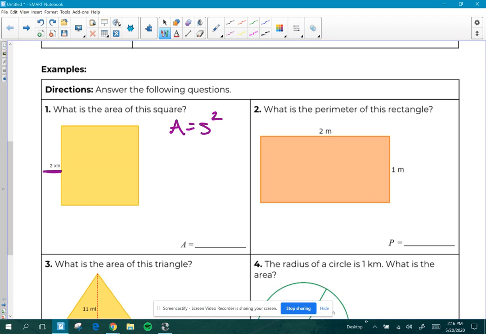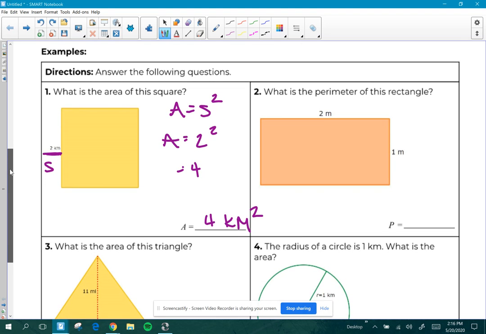Now I know my side is 2 kilometers, so I can plug that in. So my area is equal to 2 squared, and then I know that 2 squared is 4. So my area would be 4, and then it's technically kilometers squared. Don't worry about filling in the unit. IXL already does it for you. You would just have to input 4.